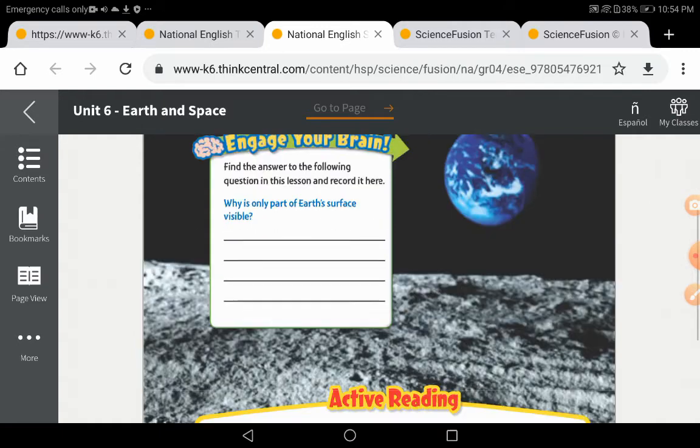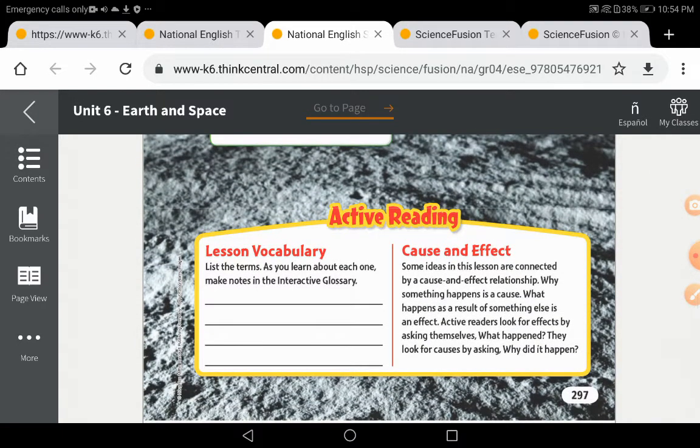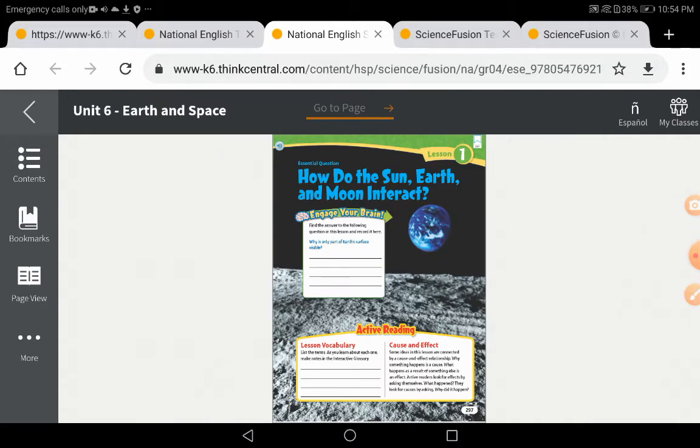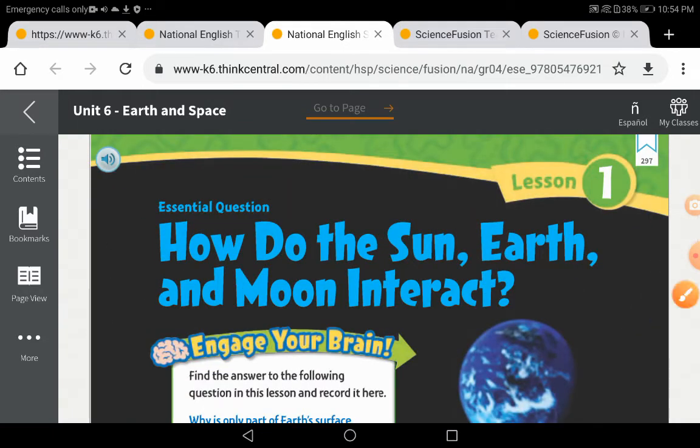Okay. And for the vocabulary words, you have to find the vocabulary words. Can you think of this question? And as you can see here, you can click on this button so you can hear what's written in this page.